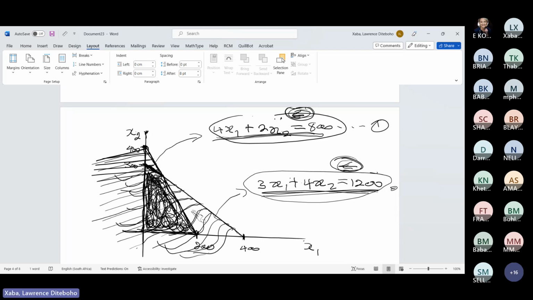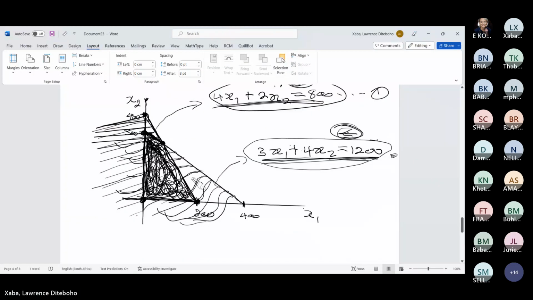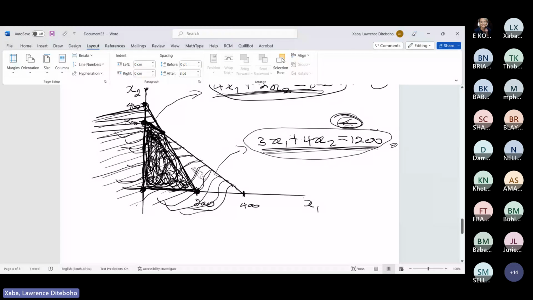So our possible solution is somewhere in these corners. One, this corner, and this corner. So our feasible region is made up of 4 corners. Questions before I continue? I'm good with questions, thank you. Good, thanks. So now we know our feasible region.